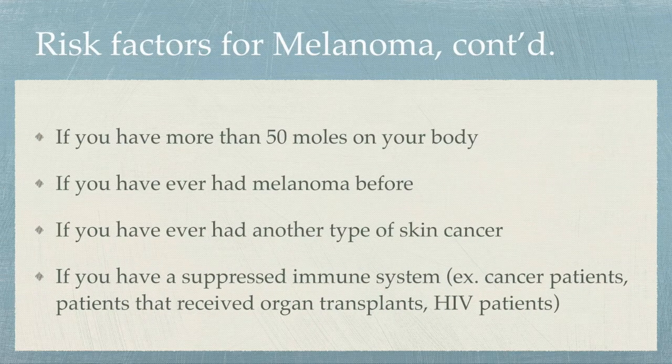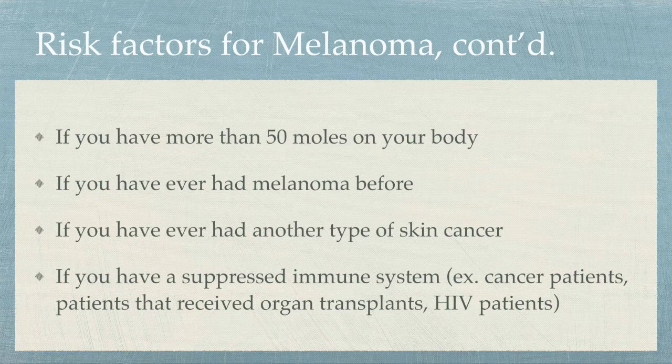A few more risk factors to talk about. If you have more than 50 moles on your body, you're at increased risk. If you've ever had melanoma before, you're at increased risk. If you've ever had any other kind of skin cancer besides melanoma, you're at higher risk for melanoma. And the last group of people are people whose immune systems are not working well. So these would be people such as cancer patients who are on chemo, patients who've received organ transplants, or patients with HIV or AIDS.